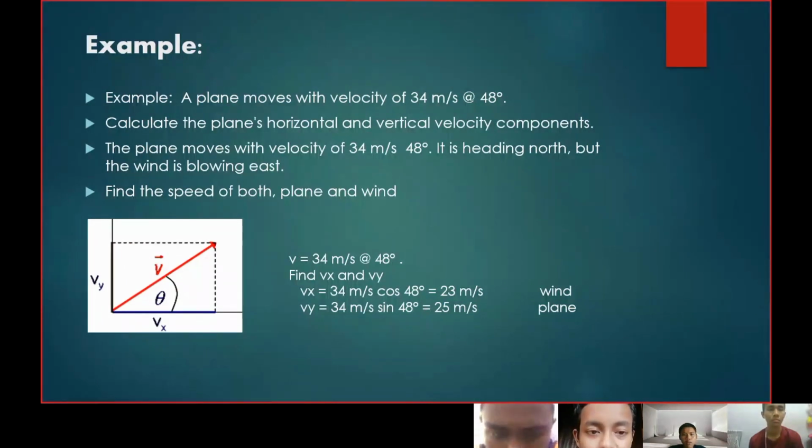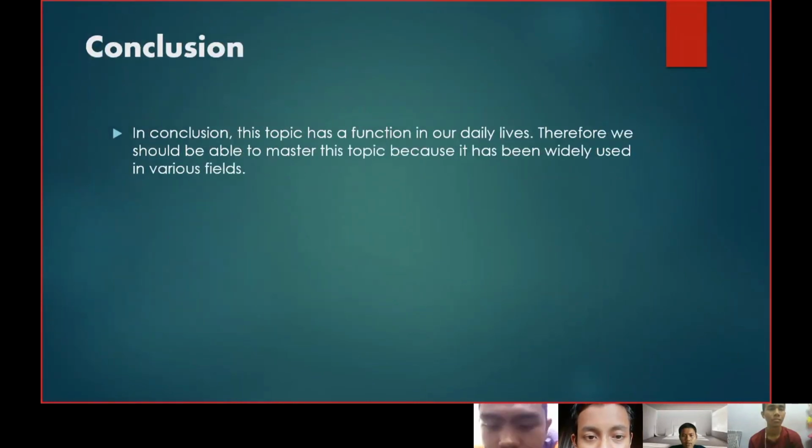For example, a plane moves with a velocity of 34 meters per second at 40 degrees. Calculate the plane's horizontal and vertical velocity components. The plane moves with a velocity of 34 meters per second, 48 degrees. It's heading north, but the wind is blowing east. Find the speeds of both plane and wind. As you can see the calculation in the slideshow, find Vx and Vy.